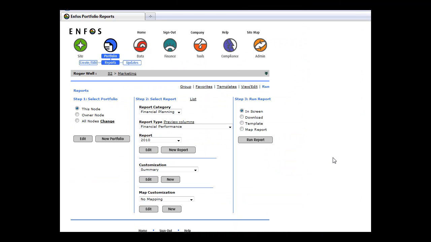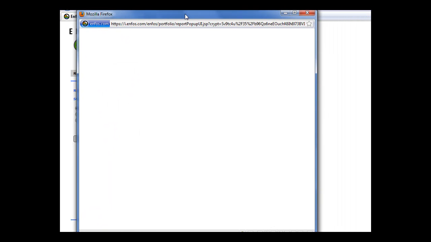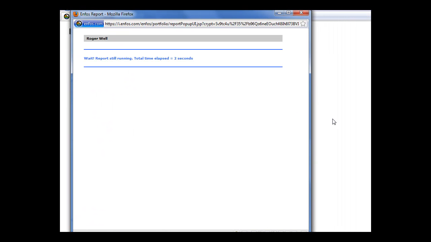In our next example, we will look at tabular reporting with data visualization on maps. We'll be running a report for a business unit level named Marketing. The report that we'll be running is a financial planning report called Financial Performance for the year 2010. The first output will be rows and columns of the requested data.